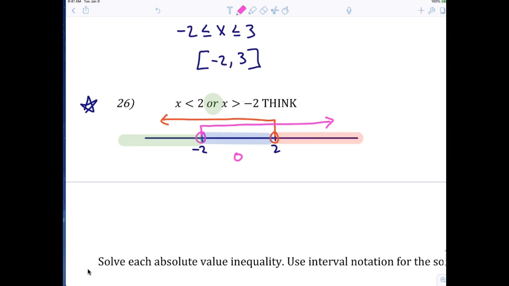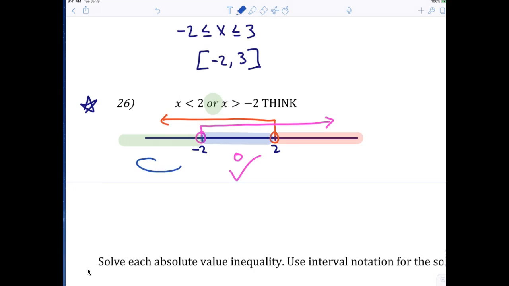Is 0 less than 2? Yes. That means these are all good. Do I even have to try the other one? No. The reason why I don't have to try the other one is because it is an or statement. It only has to be true for one of them.